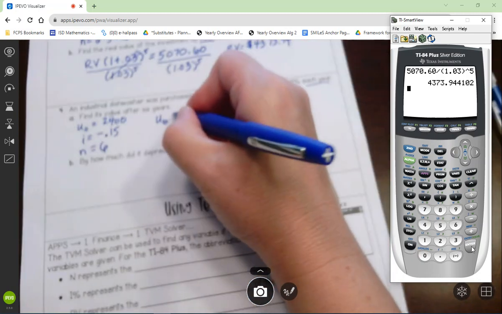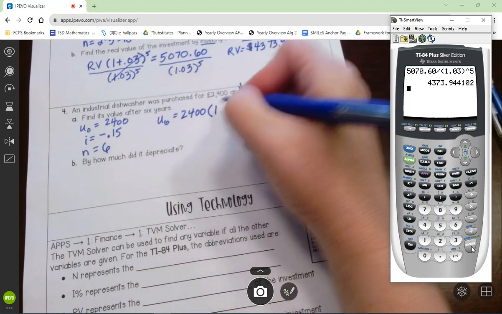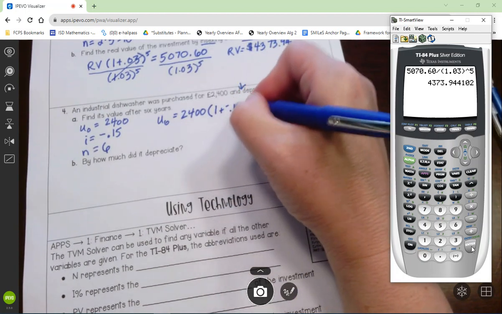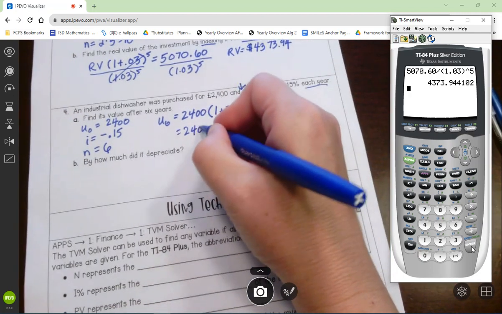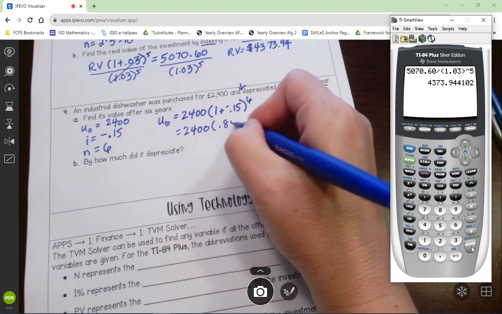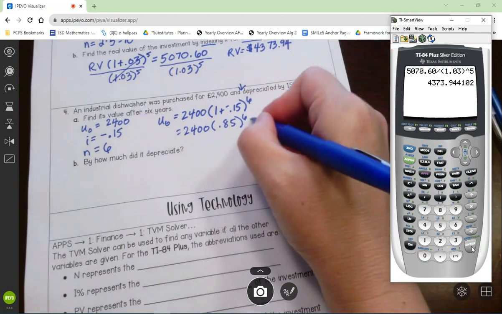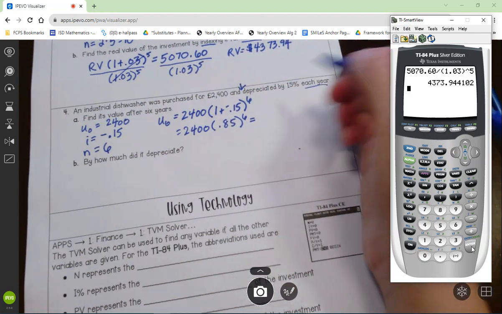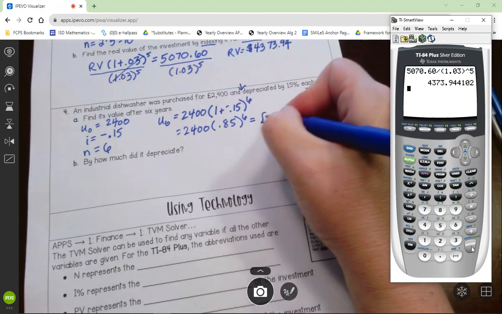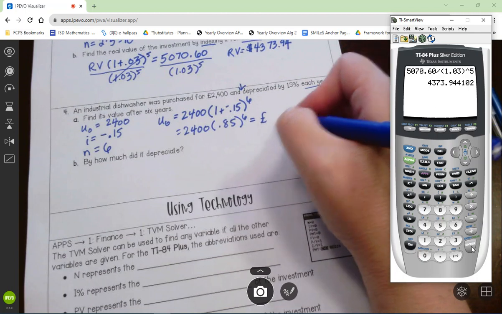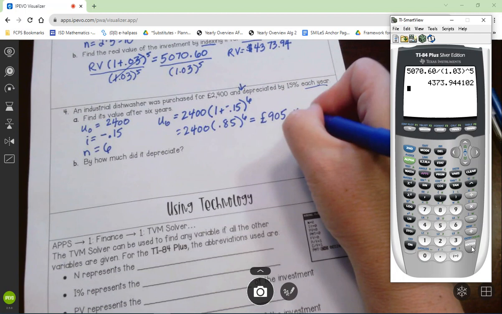So U sub 6 is going to equal my starting amount. Now you can have 1 plus negative 0.15 to the 6, which is going to be your starting amount, times 0.85 to the 6. So pause the video and put that in your calculator. All right, and then remember your unit. So that's my unit, and 905.16 is what I get.